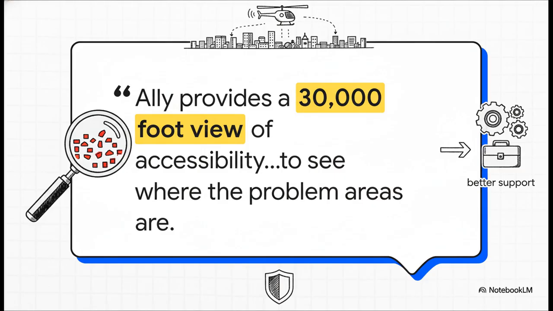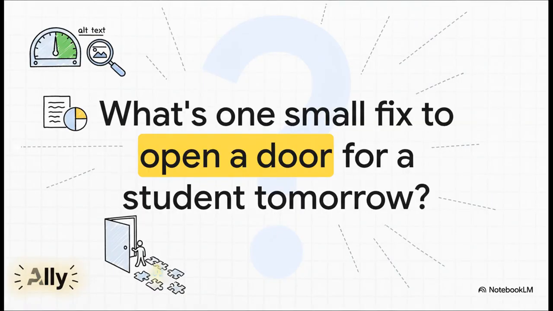And what does that mean for you? It means your institution can target its resources and training where they're needed most, so you get more effective, more relevant support to help you build the best course you possibly can. So the next time you're in your course, look for that little colored dial. You don't have to fix everything all at once. Just ask yourself this question. What's one small fix I can make today? Adding a description to one image, fixing the contrast on one document, that will open a door for one of my students tomorrow. That's the real power of Ally.